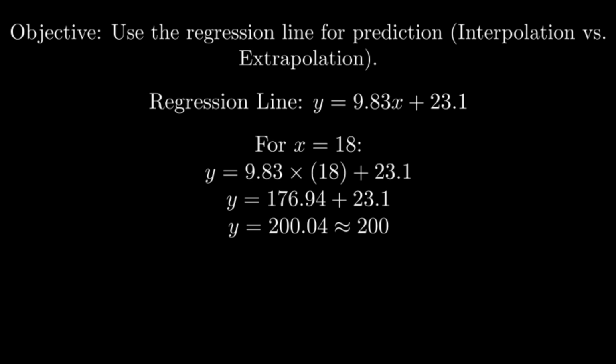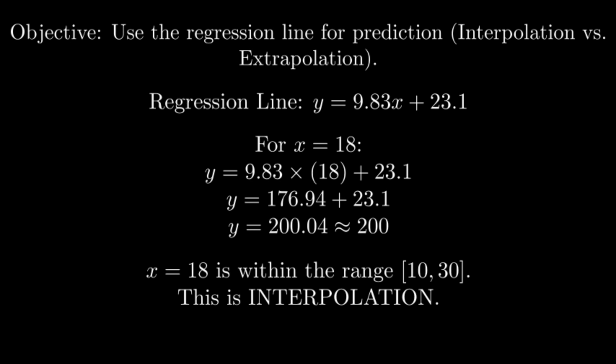Now, let's consider the x value we used. Our original data for x ranged from 10 to 30. Since 18 is within this range, this type of prediction is called interpolation. We are estimating a value within the bounds of our observed data.